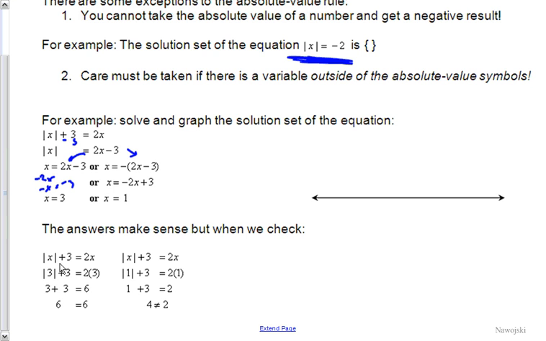Try 3. 3 plus 3 is 6 there, and 6 there. Try 1: 1 plus 3 is 4, while the other side is 2. These are not equal, so it didn't work. That's why I have to check. There is only one solution. It's just 3. It can lead to that false answer, so we have to check and make sure.